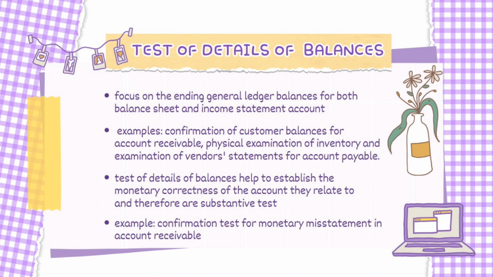Next, tests of details of balances. They are focused on ending general ledger balances for both balance sheet and income statement accounts. For example, confirmation of customer balances for accounts receivable, physical examination of inventory, and examination of vendor statements for accounts payable. Tests of details of balances help to establish the monetary correctness of the accounts they relate to and therefore are substantive tests. For example, confirmation tests for monetary misstatement in accounts receivable.